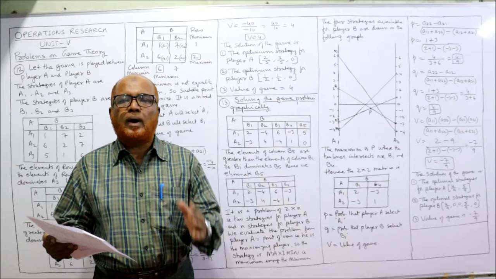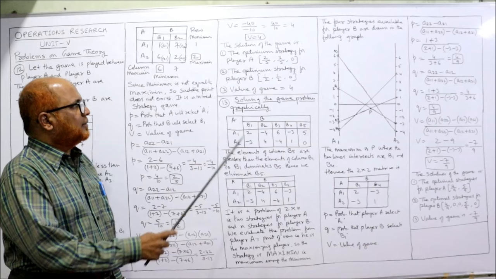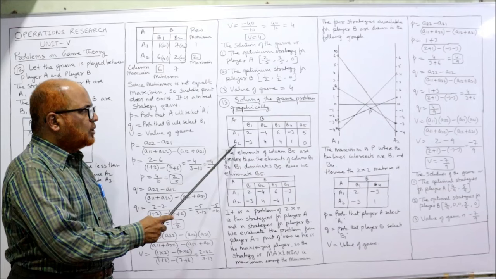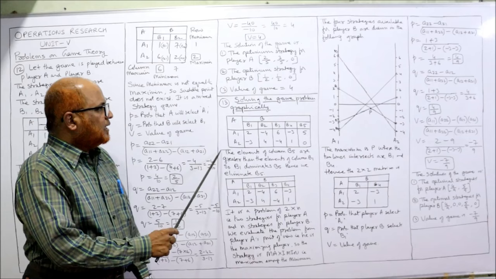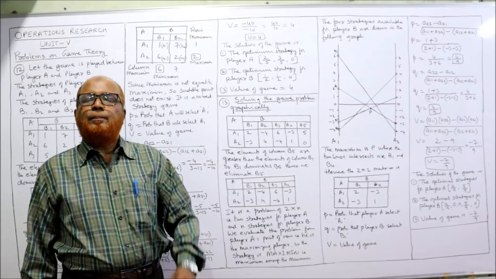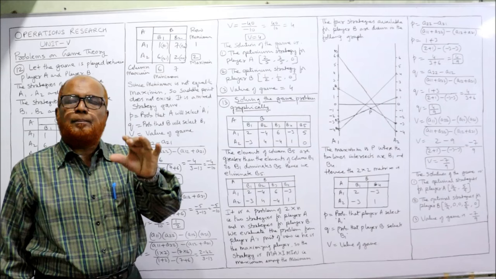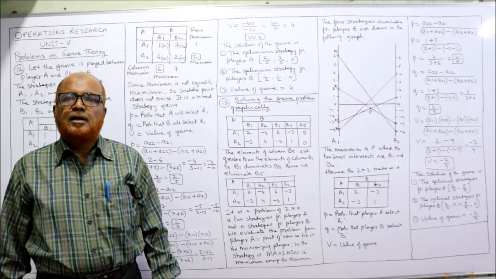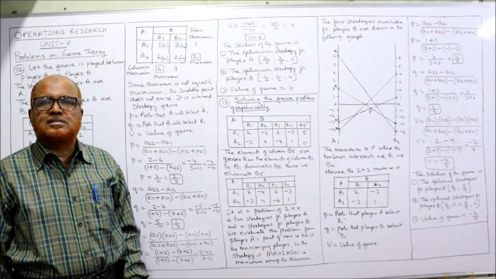Now how to solve it graphically? See here, solving the game graphically. Player A has A1, A2 and player B has B1, B2, B3, B4, B5. Right? Now, in the elements, one column we can eliminate. Actually, player A is a maximizing player. In rows, the player is always a maximizing player. In columns, we will have a minimizing player. So the minimizing player will keep the minimum and eliminate the maximum.